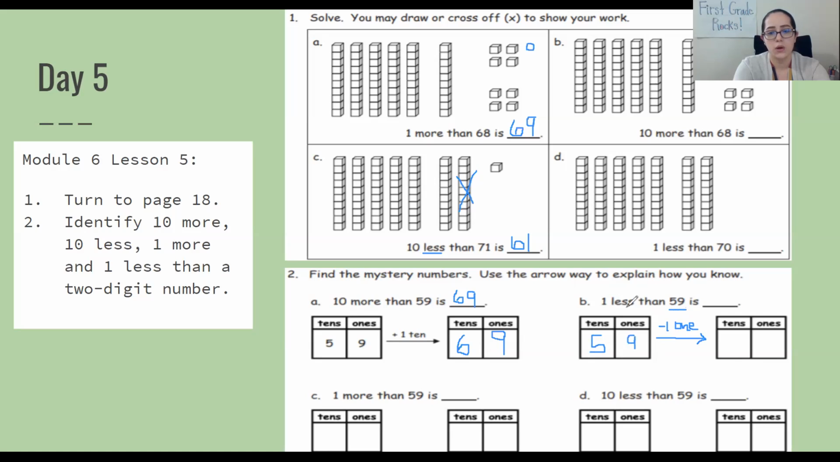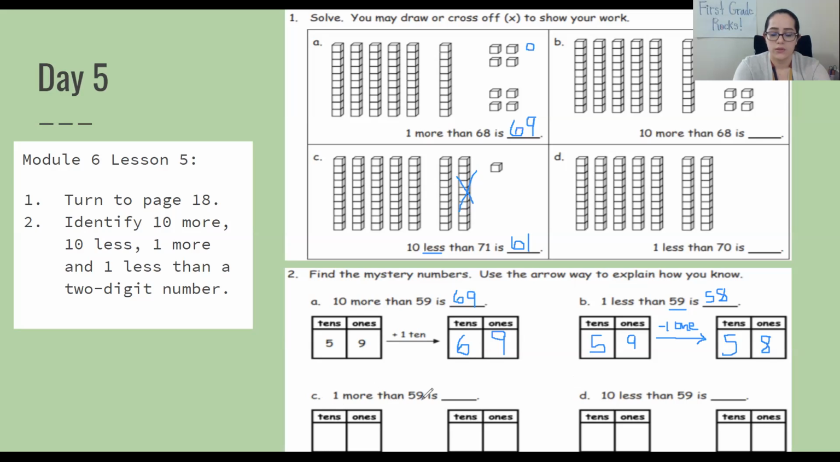And this time we're doing 1 less. So I'm going to go ahead and write my 5 tens because I know my tens are not going to change in this case. And 1 less than 9 is going to be 8. So I'm just counting back 1. So 1 less than 59 is 58.